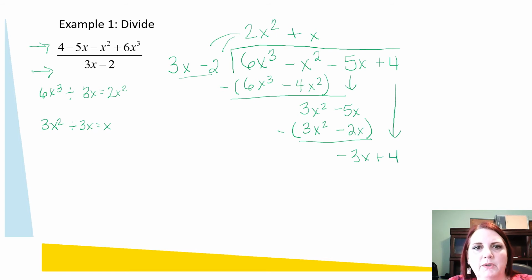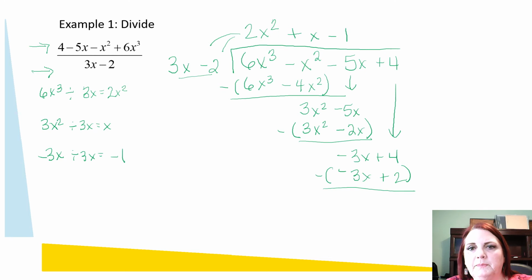One more time, we're going to do negative 3x divided by 3x. And that's going to give us negative 1. That's the next term in the quotient. We're going to multiply negative 1 to both terms of the divisor, and we get negative 3x. And negative 1 times negative 2 is a positive 2. And then we're going to subtract that. Negative 3x minus negative 3x is 0. 4 minus 2 is 2. Now this 2 is our remainder.